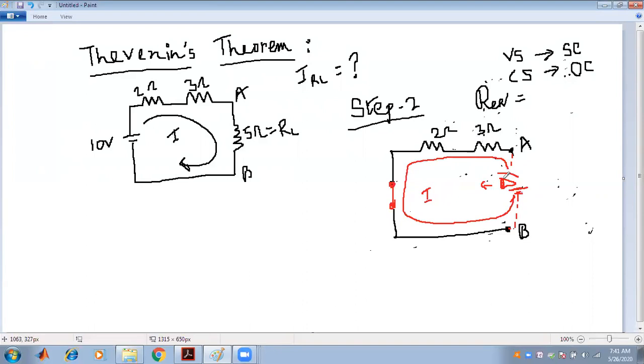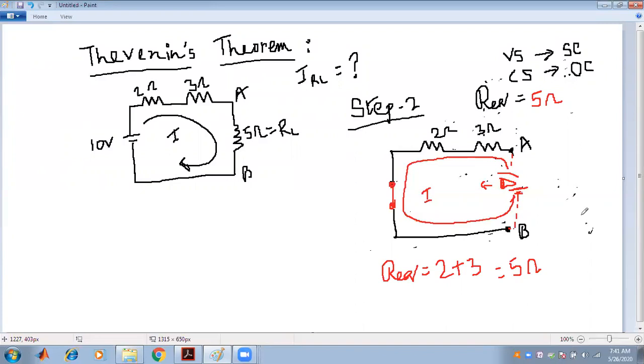If we view from the terminal AB, it means that this 3 ohm and 2 ohm are connected in series. So the R equivalent is the summation of 2 ohm plus 3 ohm viewing from the terminal AB, and it is given as 5 ohms. So what is the value of R equivalent? It is 5 ohm.